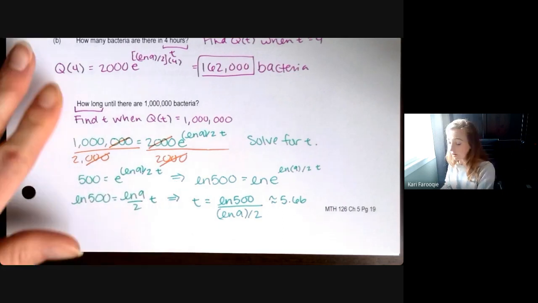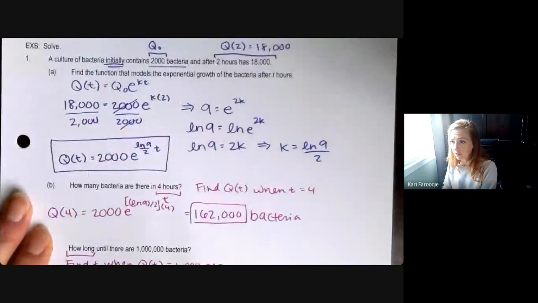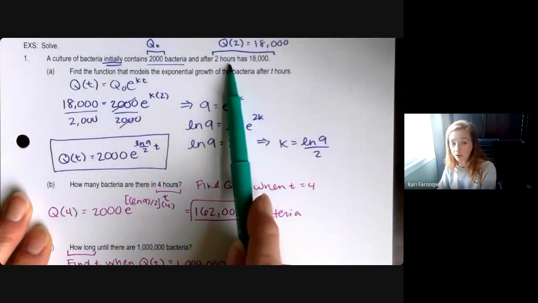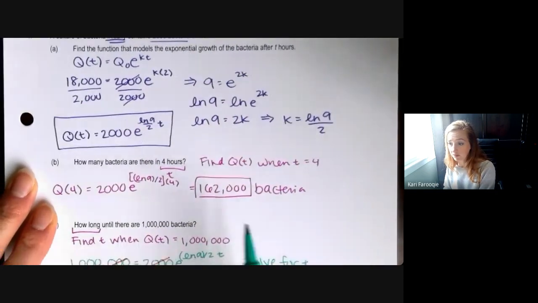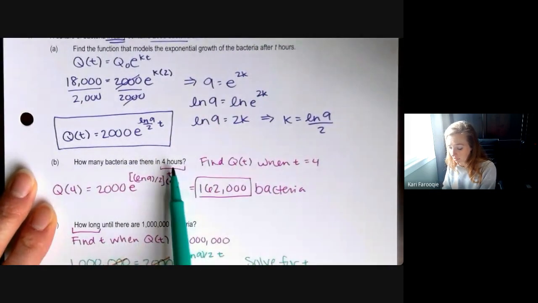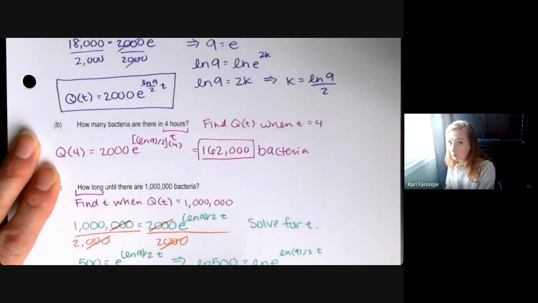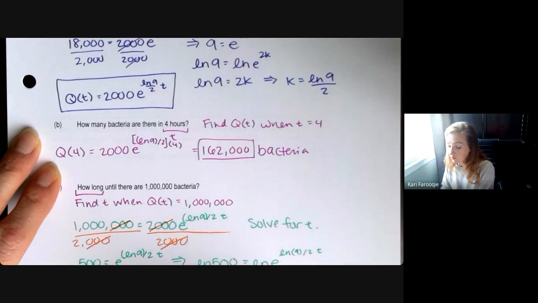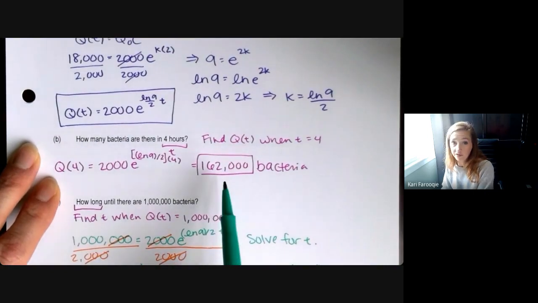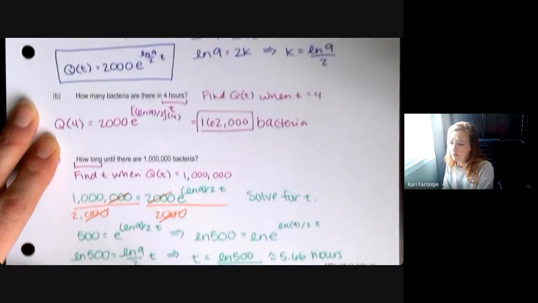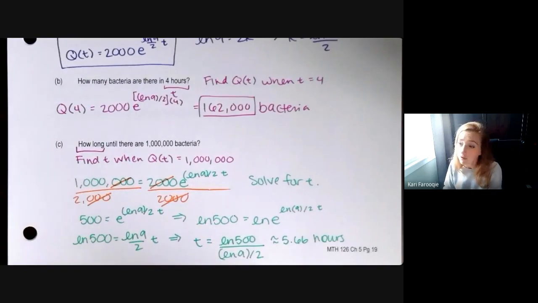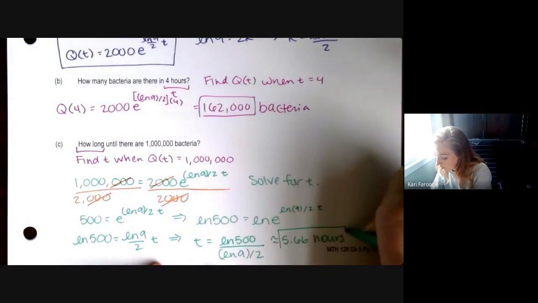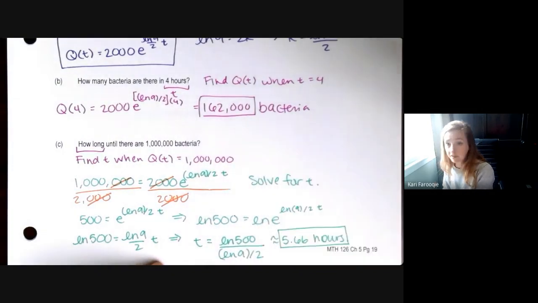Well, look back to your original problem. This was talking about growth in hours. So we can go ahead and make the assumption that when we're talking about hours and hours, this would make sense if this was in hours also. I mean, if in 4 hours you have 162,000, there's no way it would take 5.6 years to get to 1 million. So you can go ahead and make that assumption that we're talking about hours here, since that's the unit you were given.